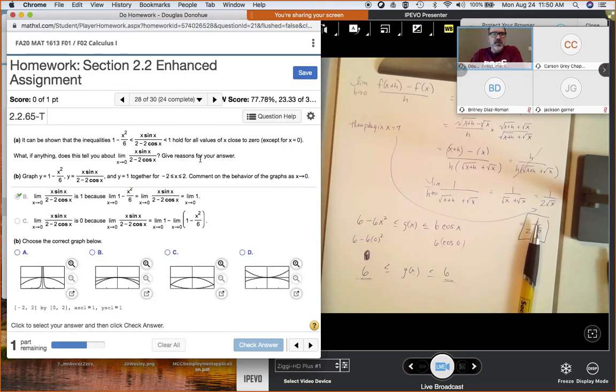So if 1 is a horizontal line, and 1 minus x squared over 6 is quadratic, so that's going to be a parabola. In this middle function, I don't know what it is, but it has to stay between the 1 and the parabola. Looks like B is the only one that has a function in between the horizontal line and the parabola.